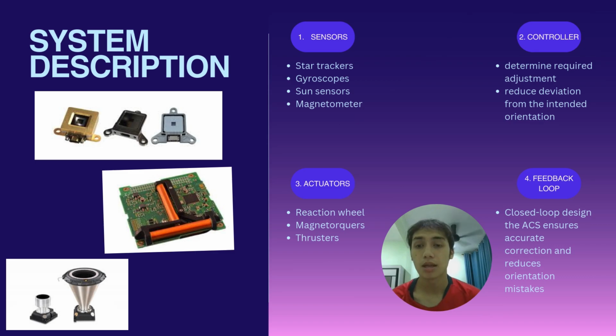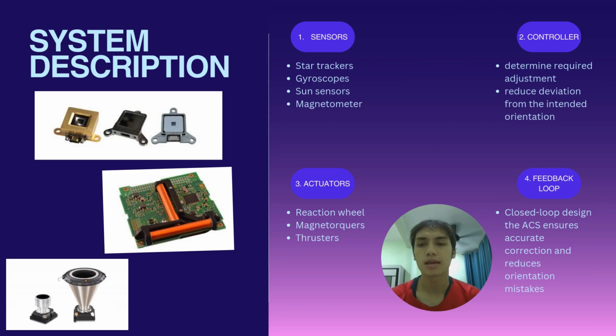Next, now I'll talk about the system description. So the satellite altitude control system is an essential element for controlling and preserving a satellite's orientation in the orbit. The satellite's rotating position with respect to an external reference frame, such as the Earth, stars, or other celestial bodies, is referred to as its attitude. Whether for communication, observation, or power generation, the ACS makes sure that the satellite's instruments, antennas, or solar panels are orientated correctly to carry out their designated tasks.